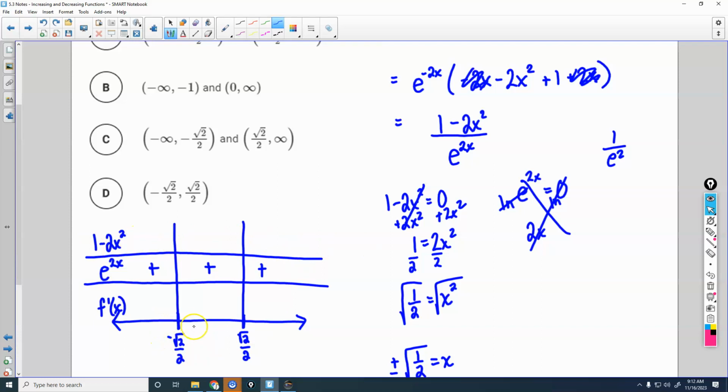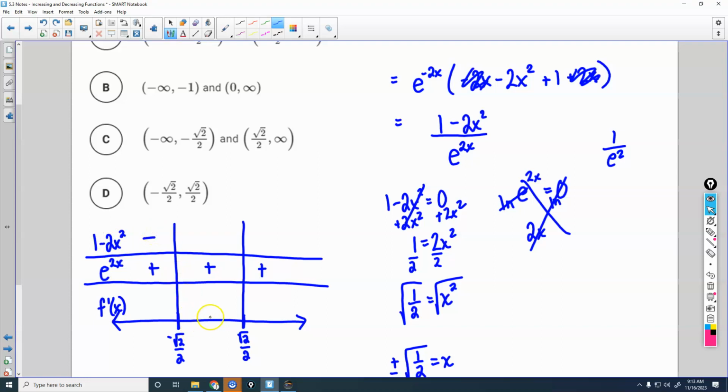So if I plug in a number less than negative square root of 2 over 2, now I don't really know what negative square root of 2 over 2 is, but I know negative 5 is smaller than that. So let's do negative 5. 1 minus 2 times negative 5 squared. Negative 5 squared is positive 25. 2 times 25 is 50. 1 minus 50, we're going to get a negative right there.